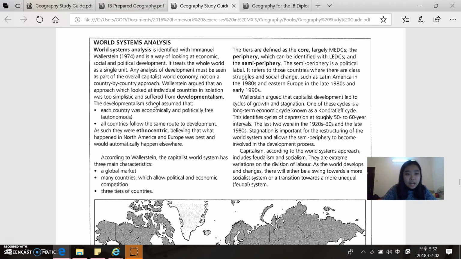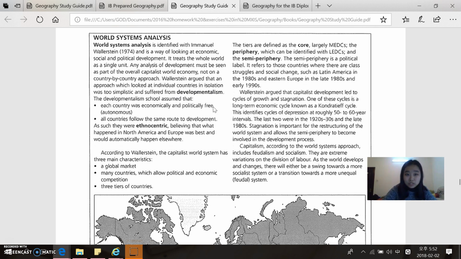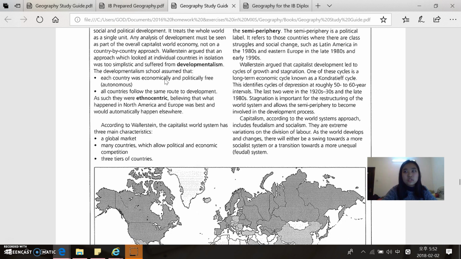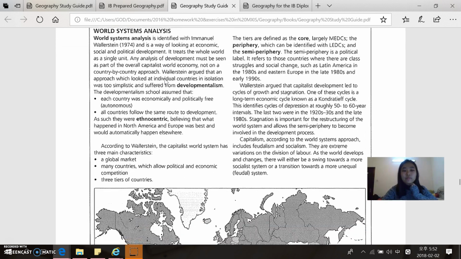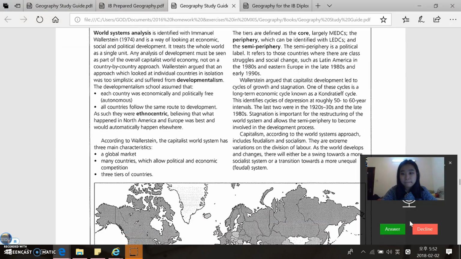An approach which looked at individual countries in isolation was too simplistic and suffered from developmentalism. That's like when you overlook some countries like China and India, and some less developed countries that had not participated in the core and peripheral development scale before until recently.